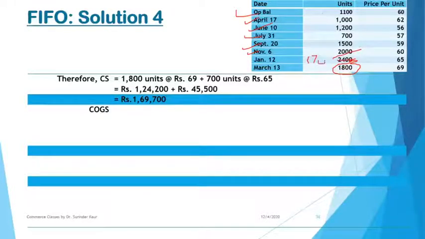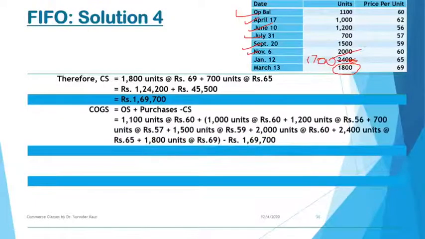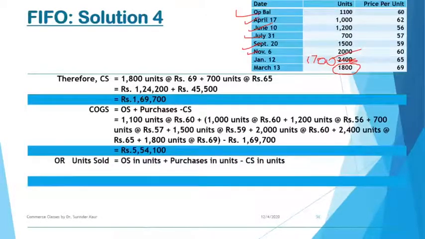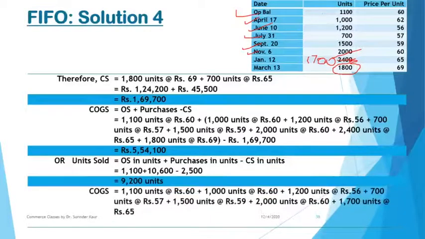So your cost of goods sold can be taken directly, or you can take up opening stock plus purchases. So if we apply this formula, then opening stock is 1100 units at the rate of 60. All purchases will now be counted here, and then you will be having cost of goods sold. Or otherwise, we can calculate units sold and then we can measure cost of goods sold.